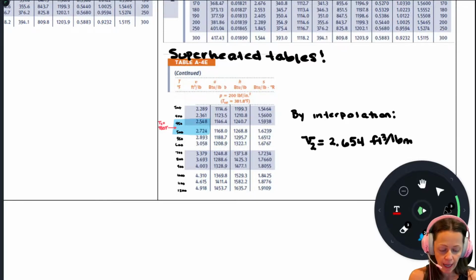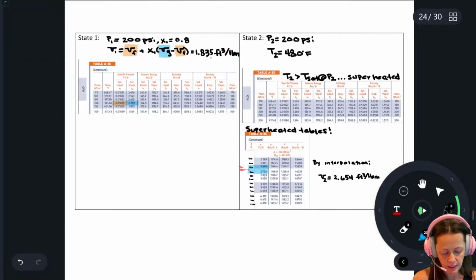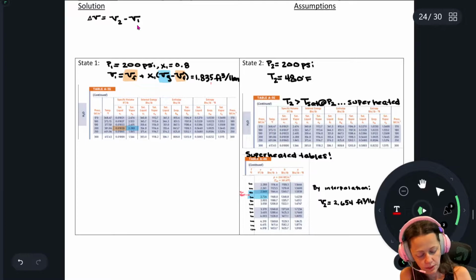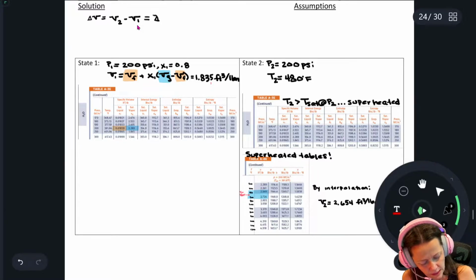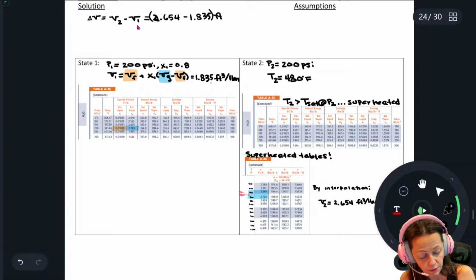And so now I think we're ready to calculate, throw things in, and get our delta specific volume. But whatever it is, it's 2.654 minus 1.835, and that's going to be in feet cubed per pound mass.